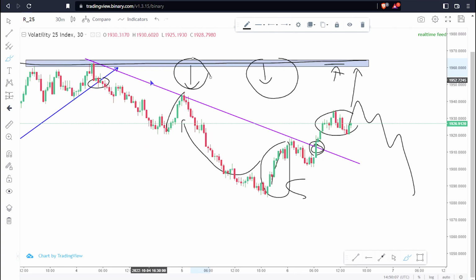So at this point in time, it is still the sellers market until obviously we see that price approaching that area and becoming broken. So I hope this is a little bit helpful.